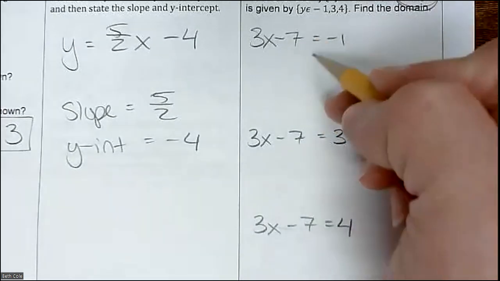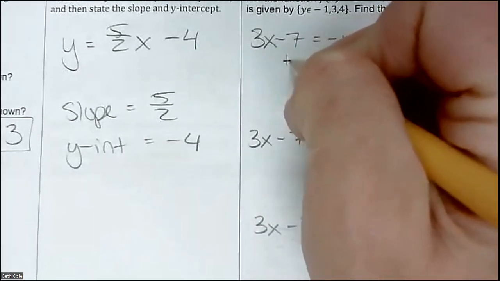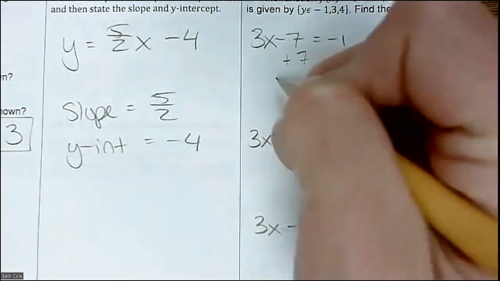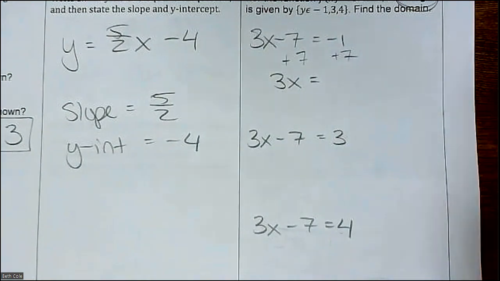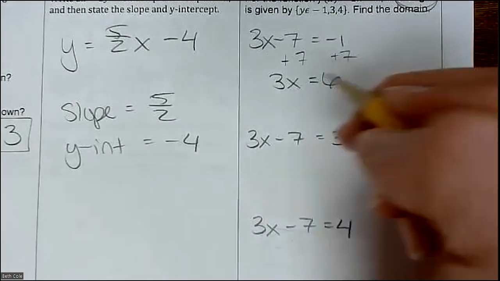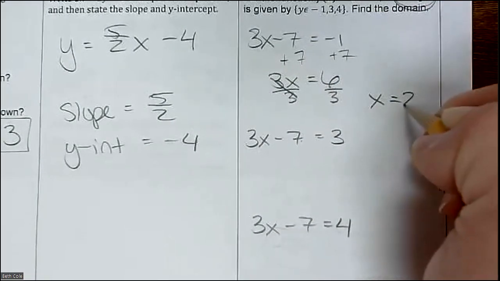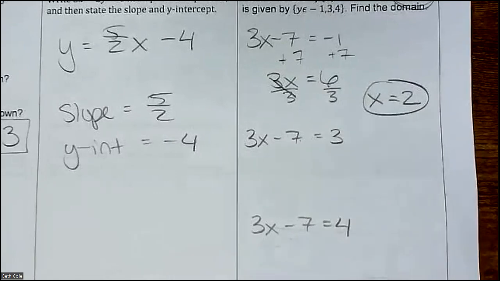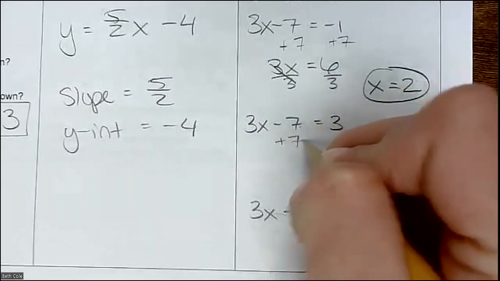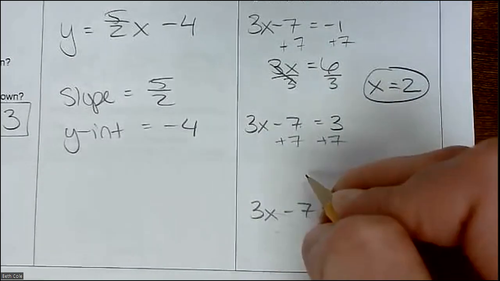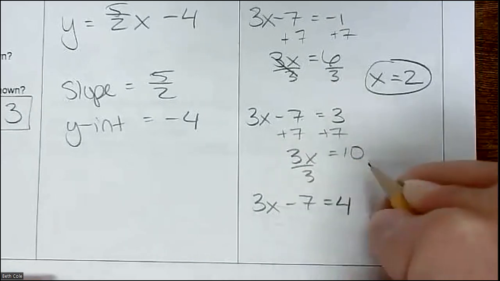So what would you do to move over the 7? Add, thank you. So plus 7, you get 3x equals 6. Good, perfect. And then divide by 3, x equals 2. That's your first answer. We're gonna get 3 answers, all right? And it's the same steps. This one, you're gonna add 7. What's that give you? 10. 3 plus 7 is 10. Very good job. Divide by 3.